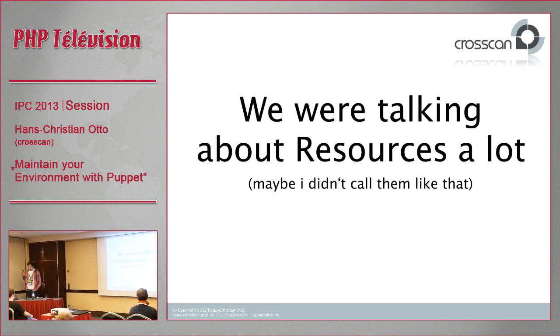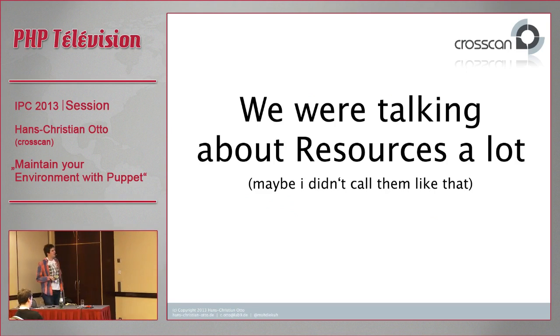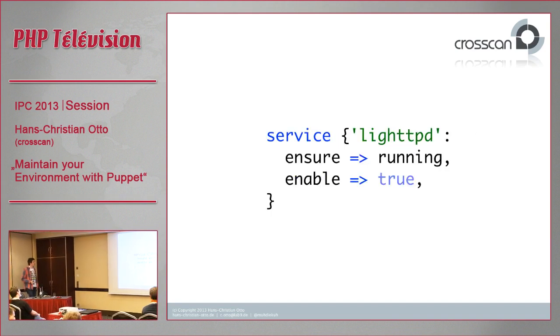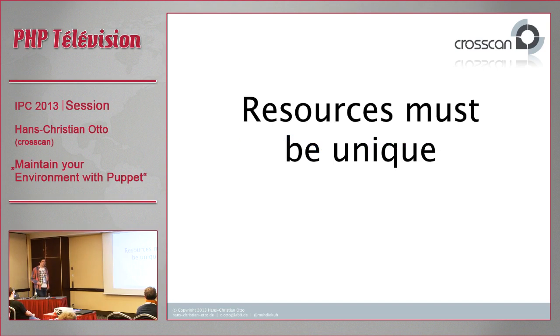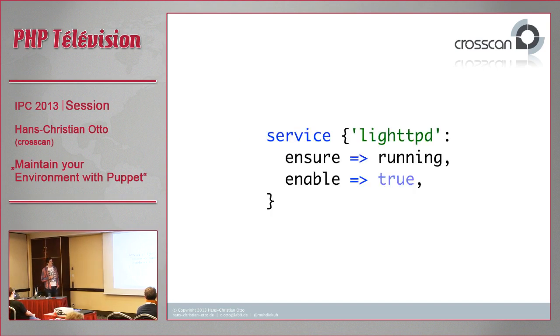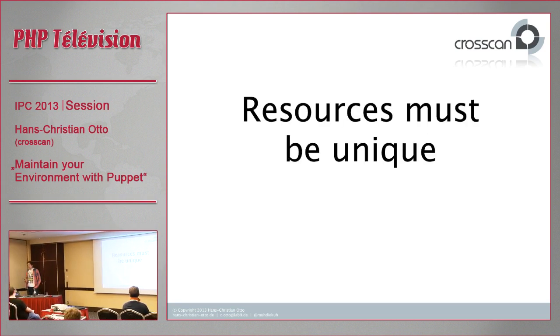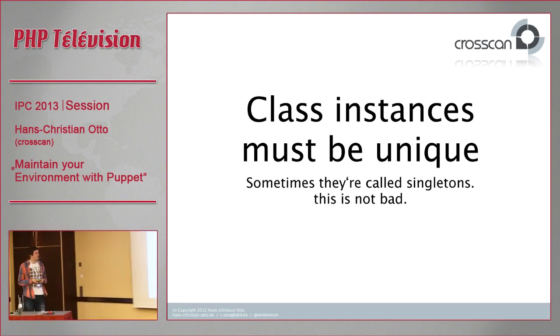We were really talking a lot about resources. I didn't always call them like that, but I tried to. This was a resource, and this was a resource, and this was a resource, and all these resources must be unique. So I can only have one resource of the type service with the name light HTTPD. This is something you really have to understand, and the same applies for classes, obviously, and that's the reason why they have to be unique, because it's just a resource.